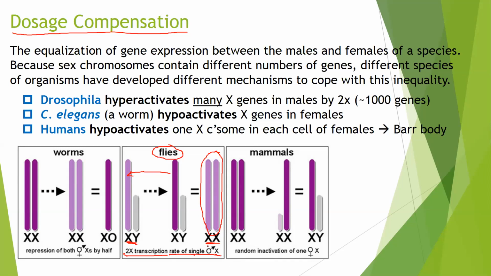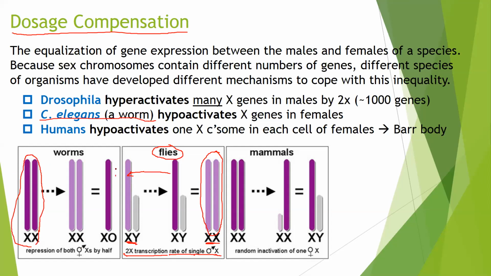All right, so let's look at the mechanism in C. elegans. So for example, in a worm, the female has 2 copies of the X chromosome.